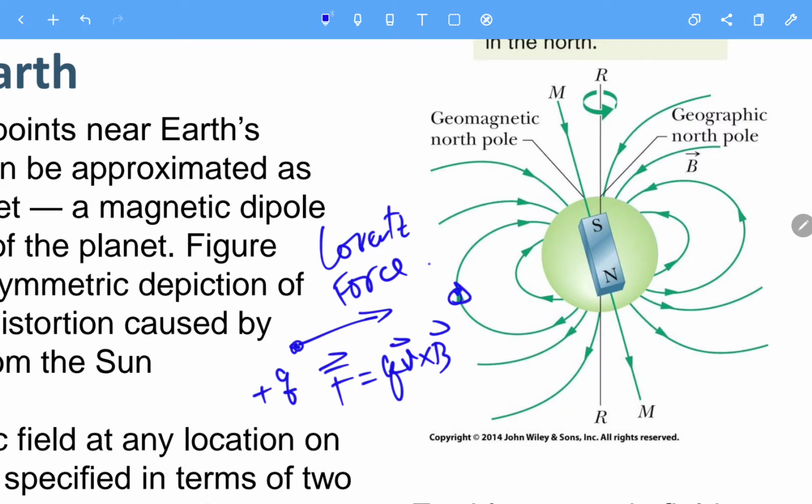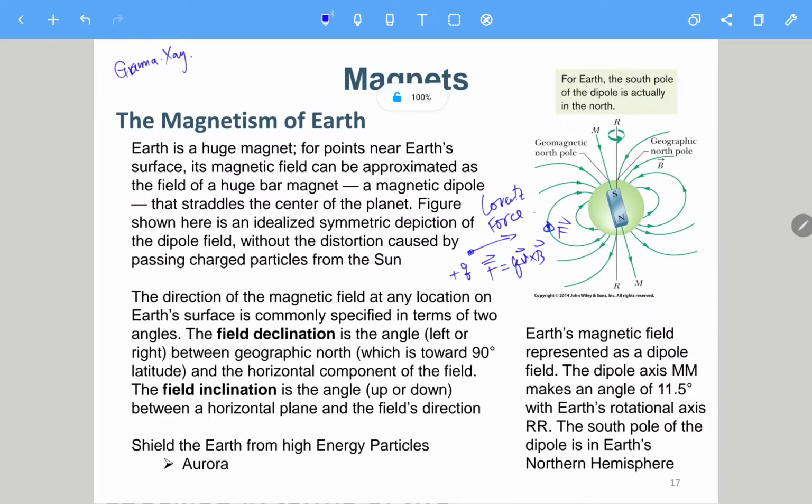So F is pointing out of the page. This will make the charged particle go this way, and then it won't shoot to the Earth. That's how the magnetic dipole of the Earth can save us from the high energy particles.